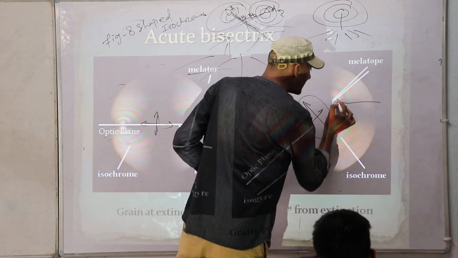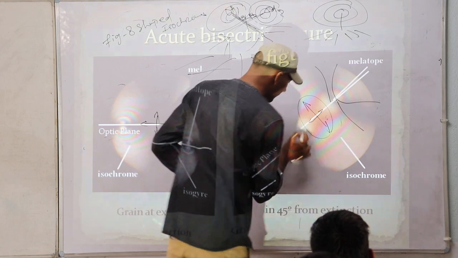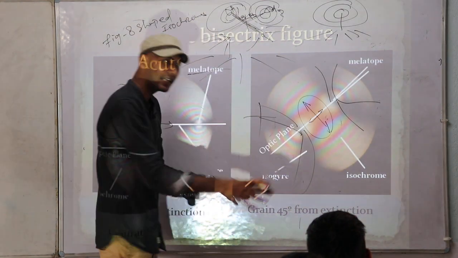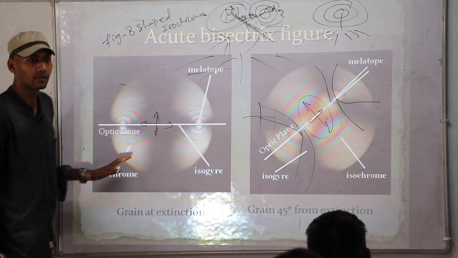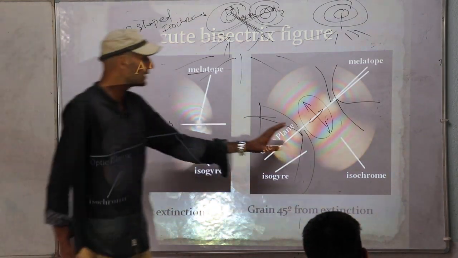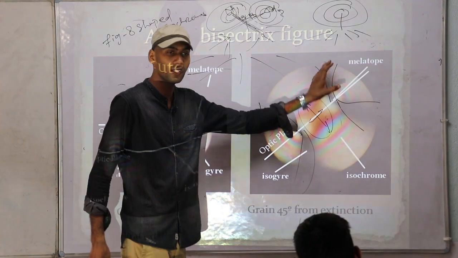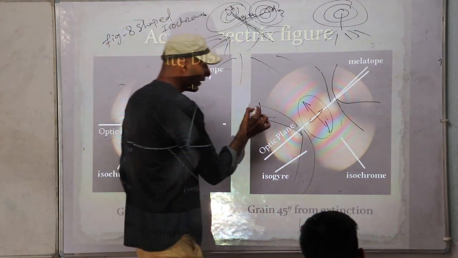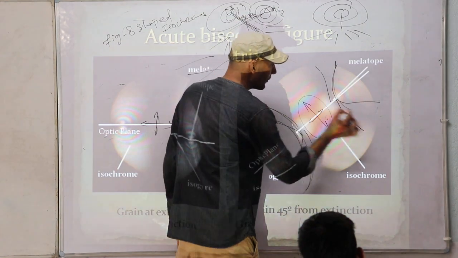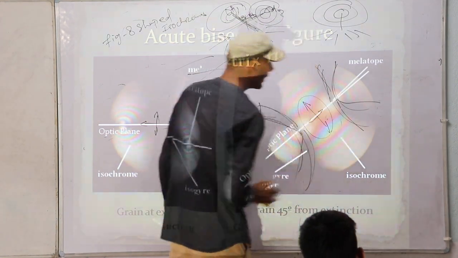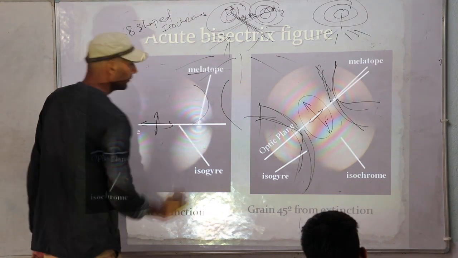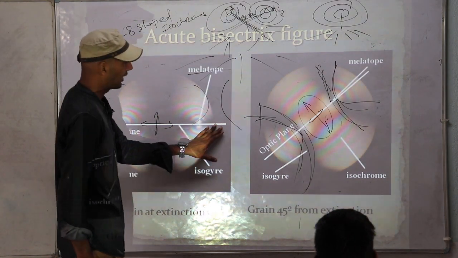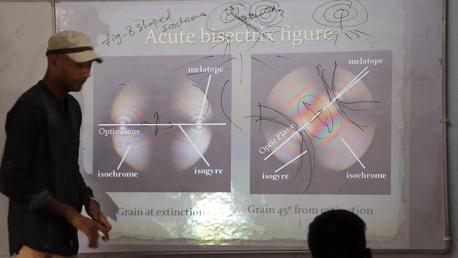So what happens? The isogyre shifts its position in the direction where there is matching of vibration. So that shape is a hyperbola. You can see that is the shape of a hyperbola or H shape, right? The splitting of the isogyre takes place in a hyperbola pattern, right?